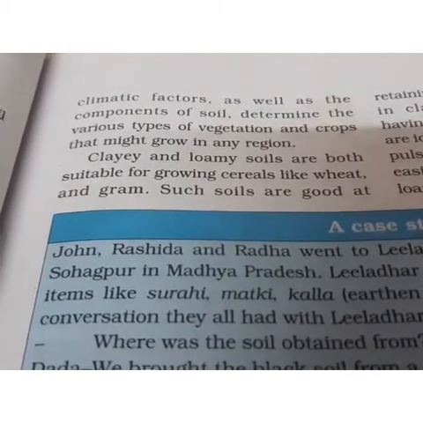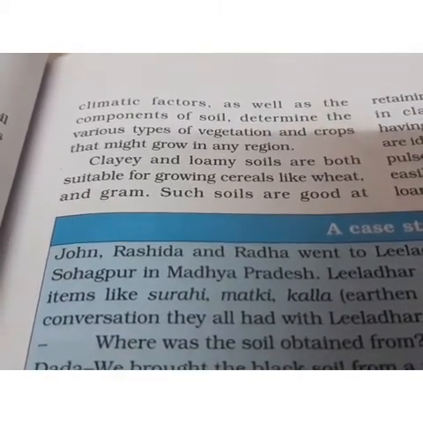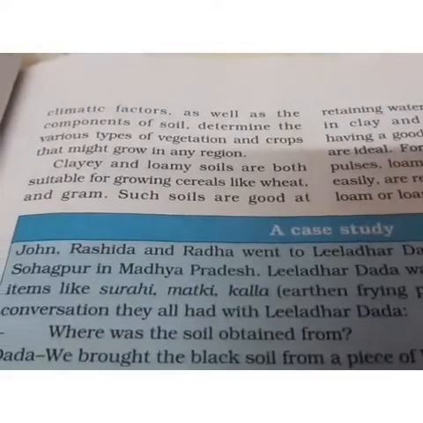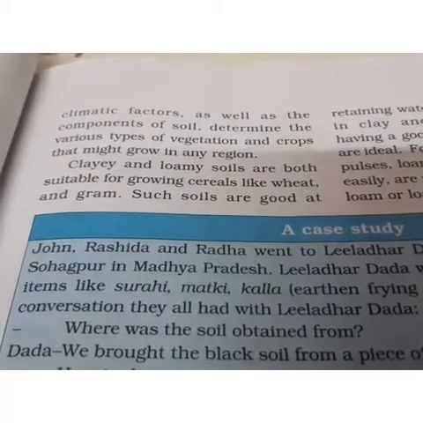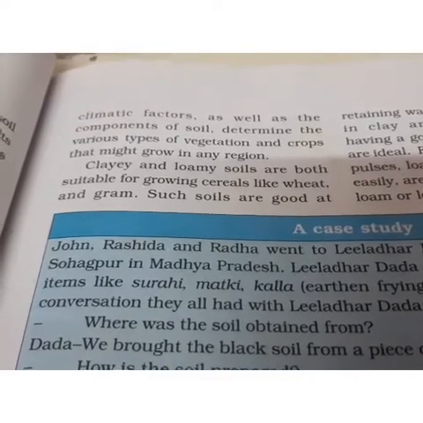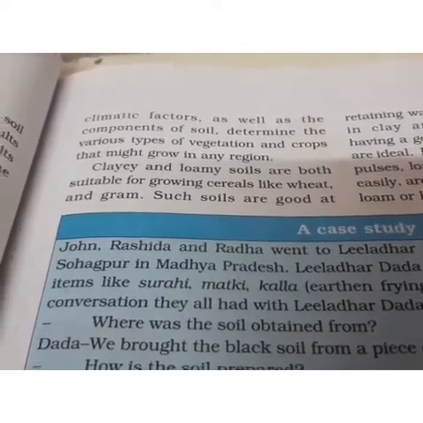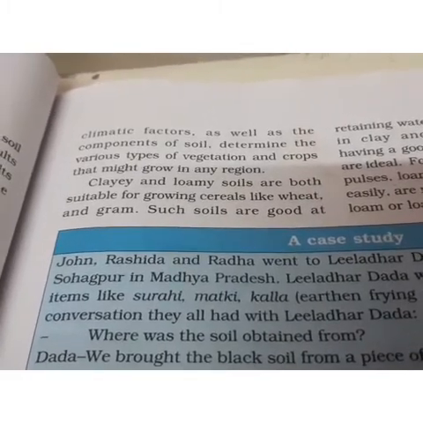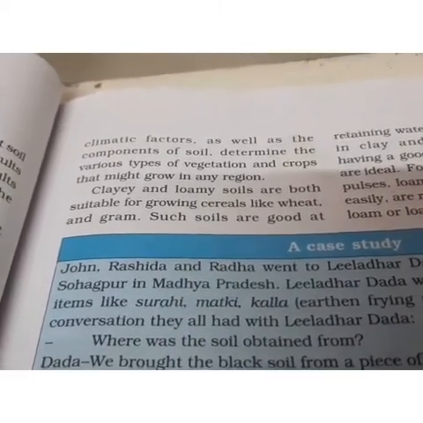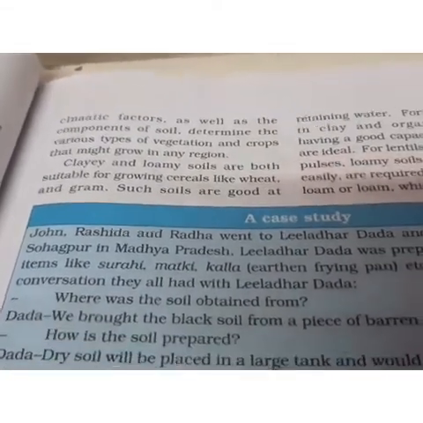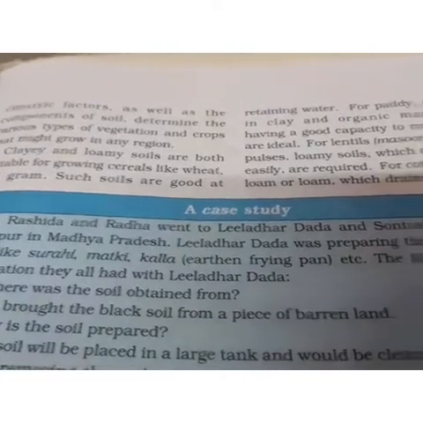Clay and loamy soils are both suitable for growing cereals like wheat and gram. Such soils are good at retaining water. Now, clay soil and loamy soil both are suitable for growing crops like wheat and gram. मतलब कि cereals उगाने के लिए clay soil और loamy soil दोनों ही अच्छे होते हैं. और उस soil में water retaining capacity होती है, that means they can hold the water for a longer period of time. मिट्टी पानी को बहुत समय तक अपने अंदर रख सकती है, पानी तुरंत ड्राई नहीं होता है.